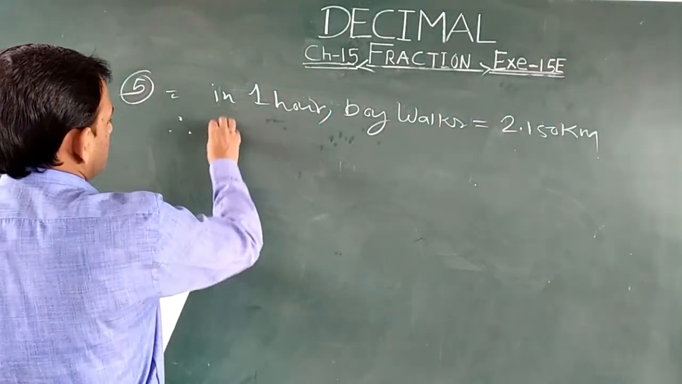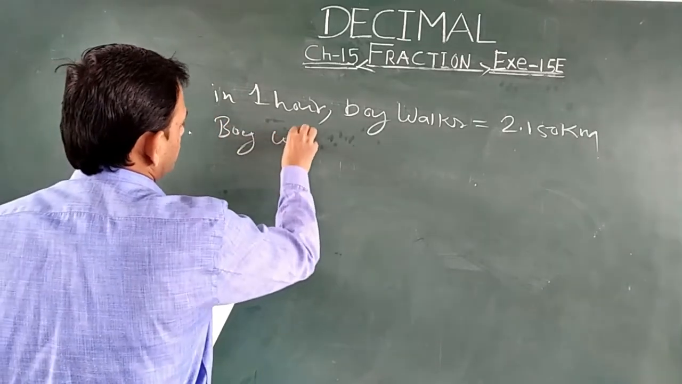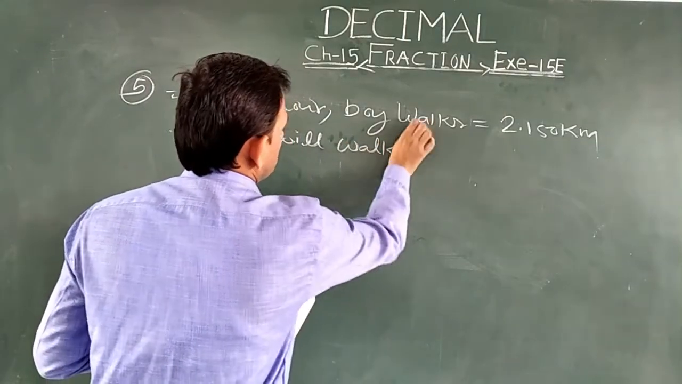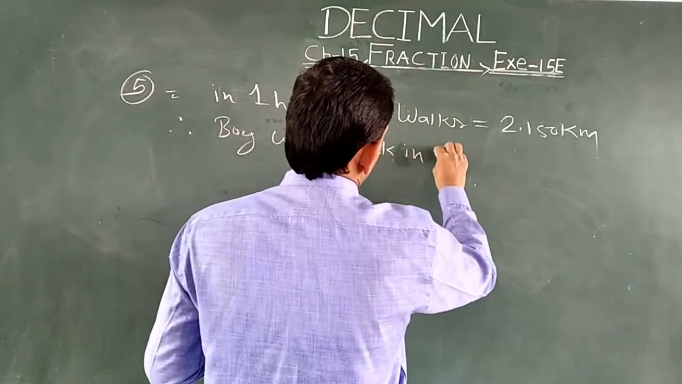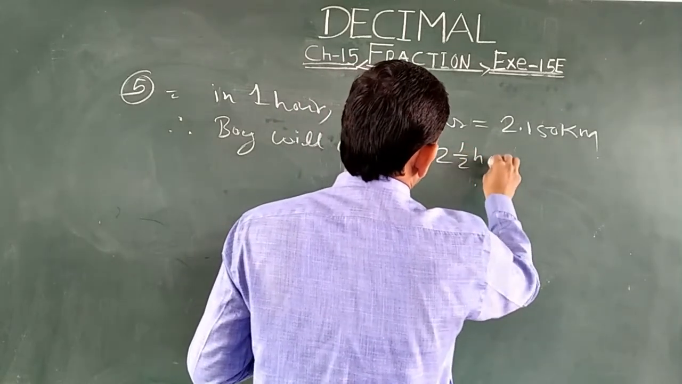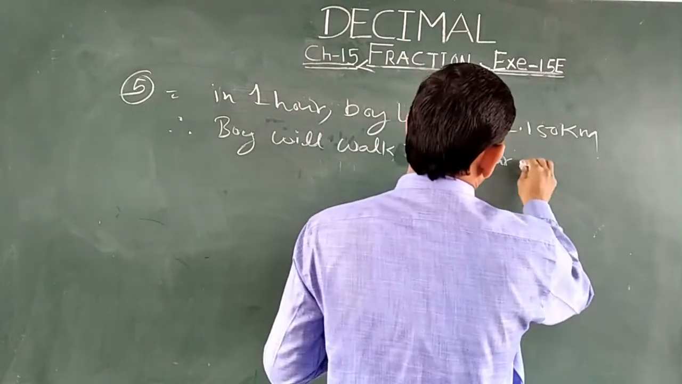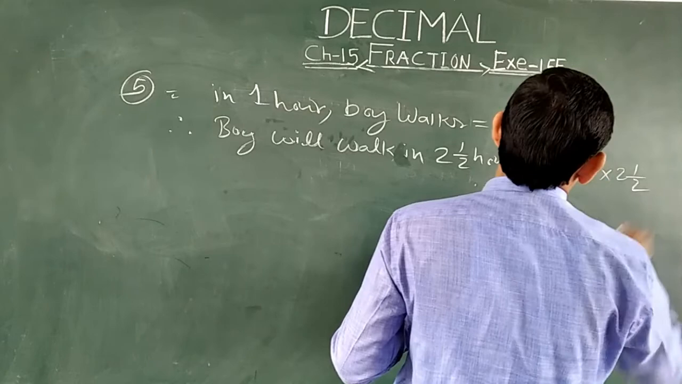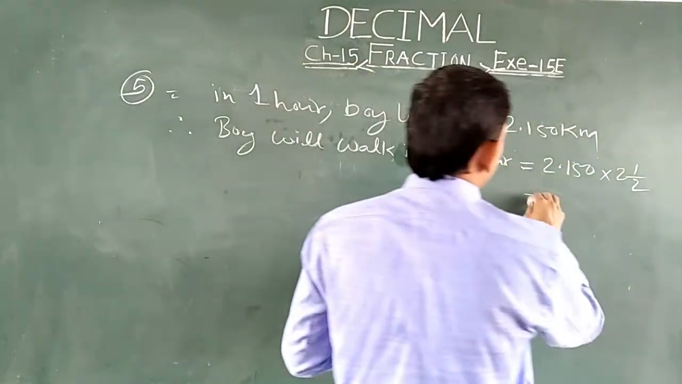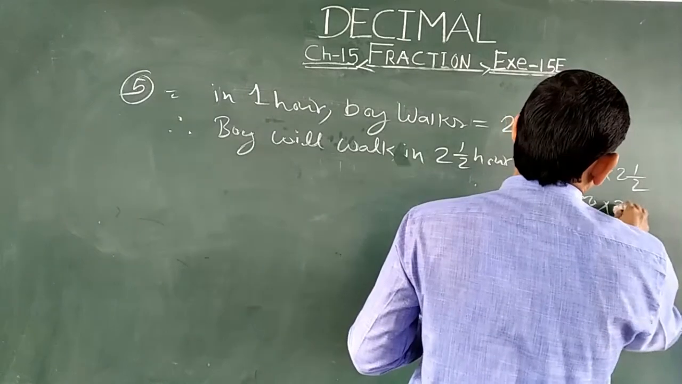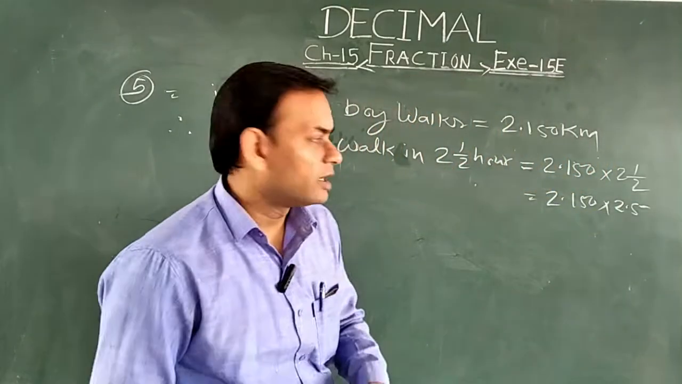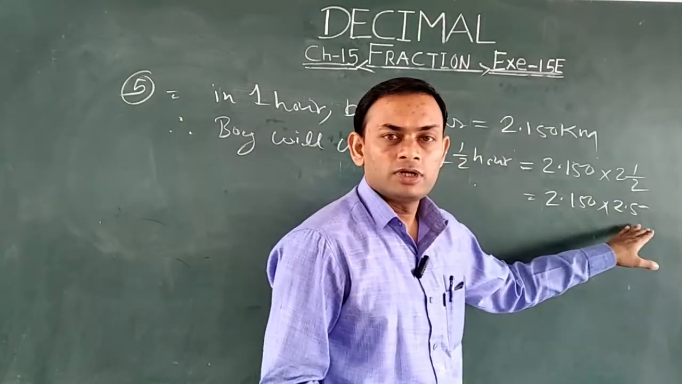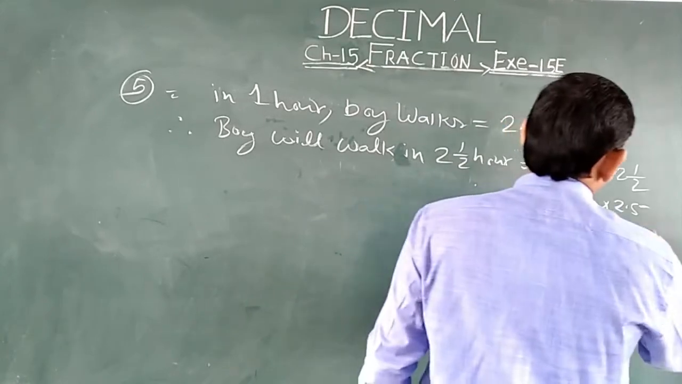therefore the boy will walk in 2.5 hours 2.150 into 2.5. Okay, 2.5 means 2 and a half, half means 0.5. Now you will multiply 2.150 into 2.5 and you will get the distance in kilometers.